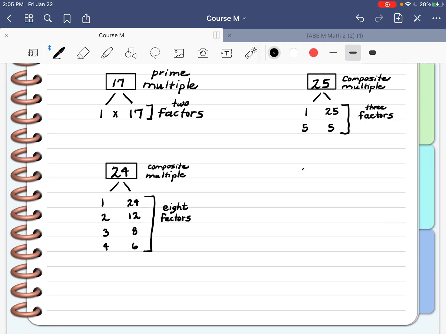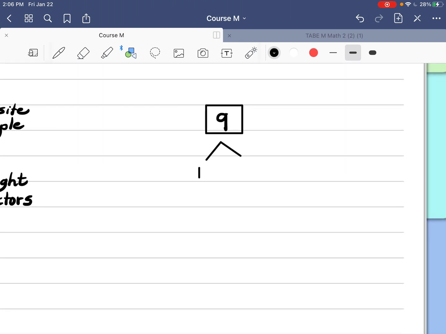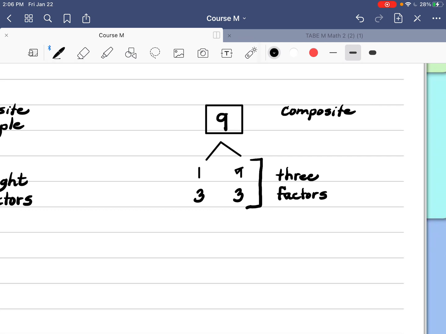Okay, let's try a 9. A lot of people say, oh, that's prime. And it may be, but let's see. We know that 1 times 9 would work. Can you think of anything else that would give you a 9 by multiplication? I can. What about 3 times 3? That equals 9. So this one has 1, 2, 3 factors. You only count that 3 one time. 3 factors. So it is a composite multiple. If you have 2 factors, it's a prime multiple. If you have 3 or more, it is considered composite.